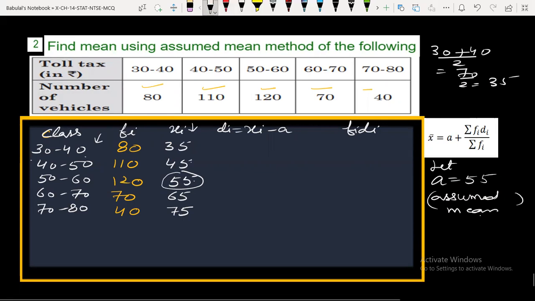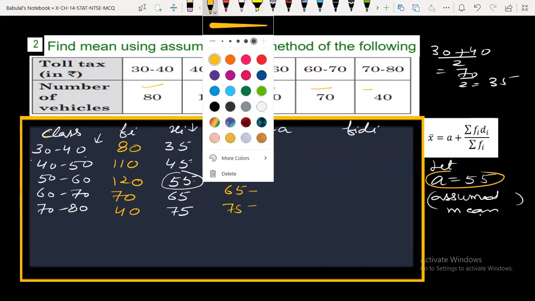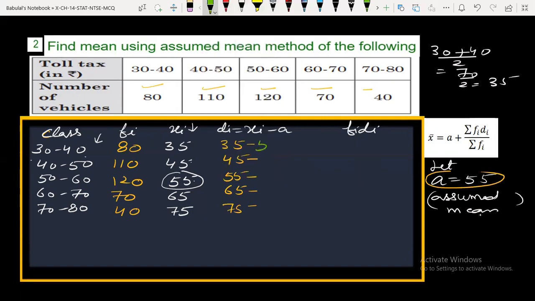Now, as I told you, how to find out the di. di means xi minus a. So you write here 35, 45, 55, 65, 75, xi as it is written by you. Then what is a? a is 55. From all of them you subtract 55. This is minus 55, this is 55, this is also 55, this is 55, and this is also 55.